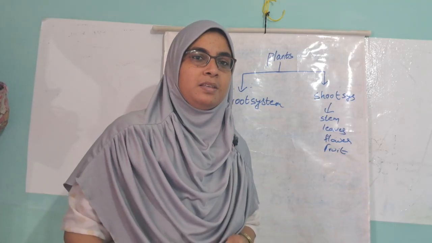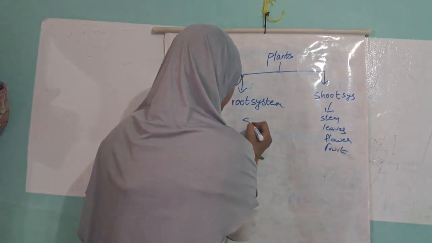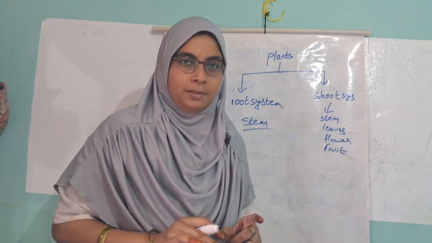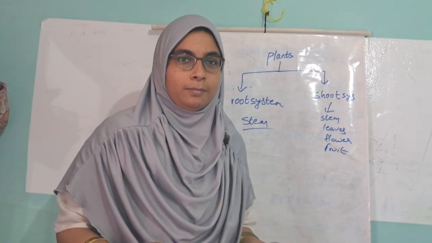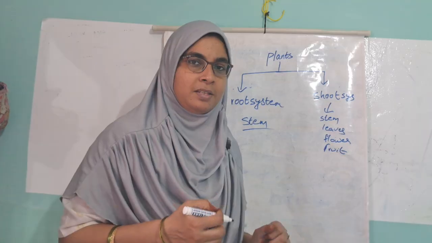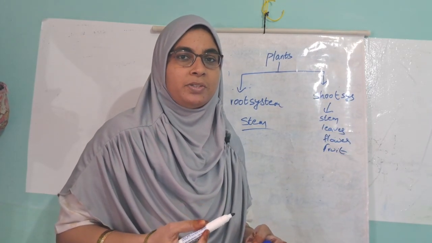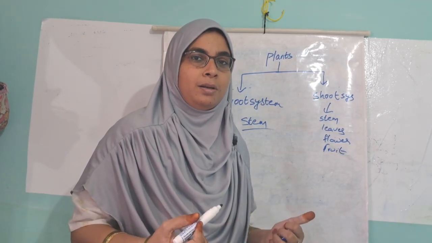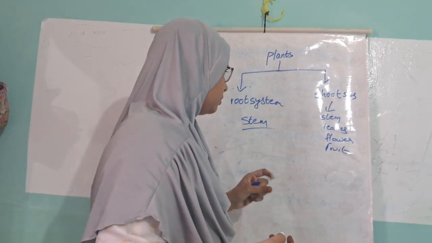So today we are discussing stem. What is a stem? Stem is the green part that grows above the soil. The part that grows above the soil is called stem. Stem has leaves, branches, fruits, flowers, all these. Some stems are woody and some stems are weak and soft. So, this is about stem.